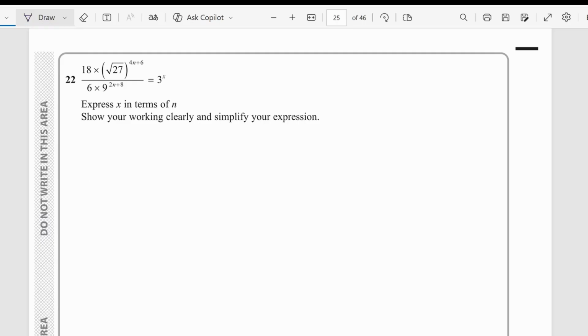If we see, the right hand side is x as a power of 3, and on the left hand side we are given some of the values. So the very first thing is we are going to factorize all of these. If we take the prime factors of 18, that would be 2 times 9, and this would be 2 times 3 squared. If we take 27, that would be 3 raised to power 3.